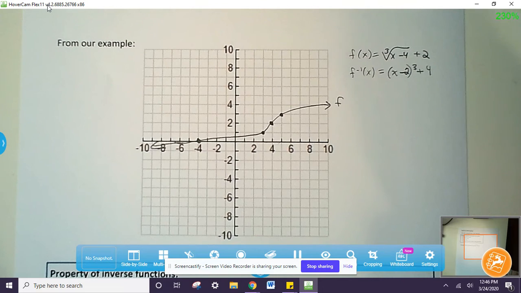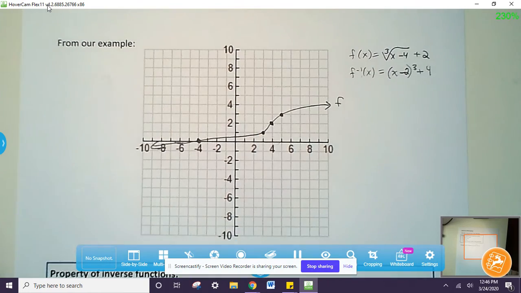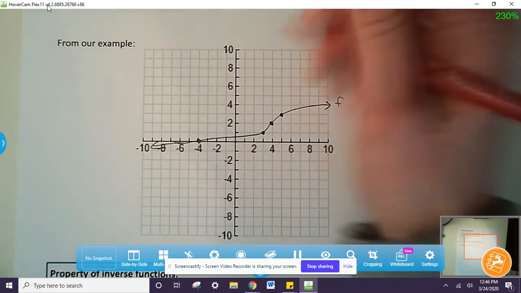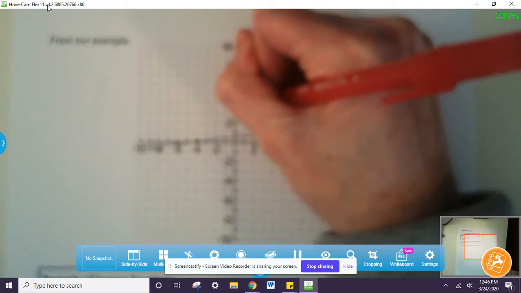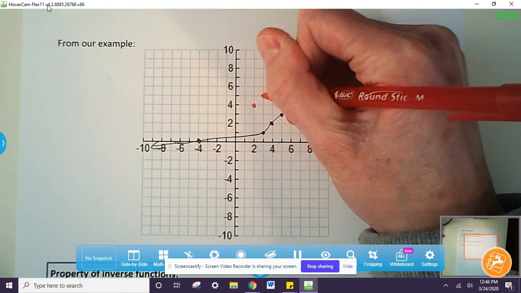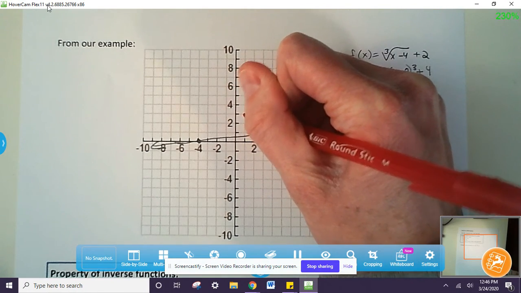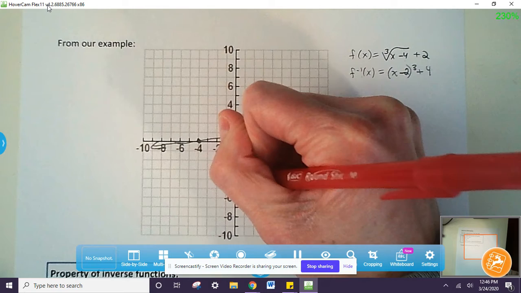And to save us time, I'm just going to tell you what to plot. So for f inverse, you can plot (2, 4). I'm going to grab a different color. You can plot (2, 4), (3, 5). Plot the point (1, 3). And then (0, -4).